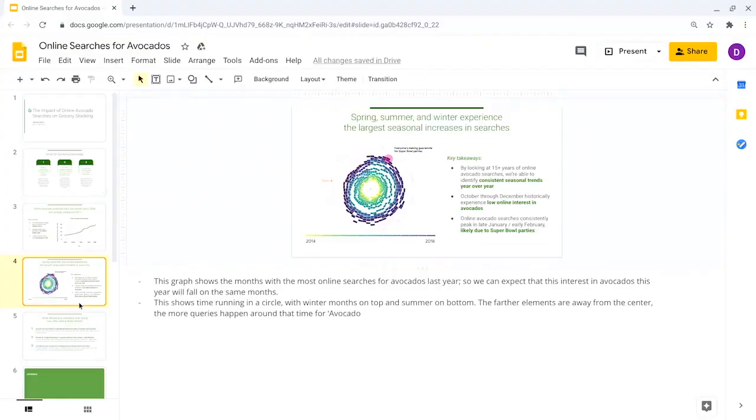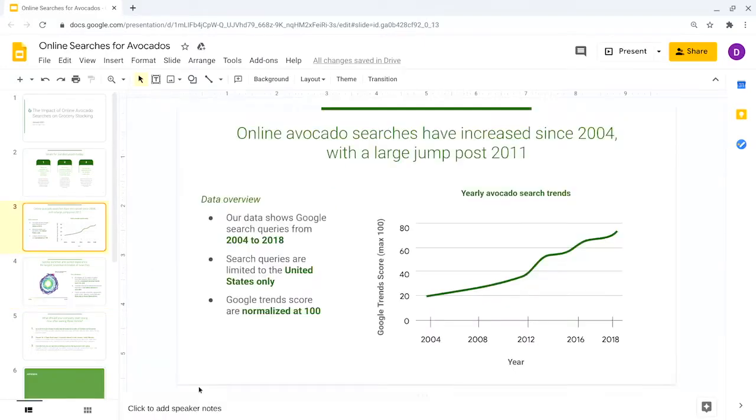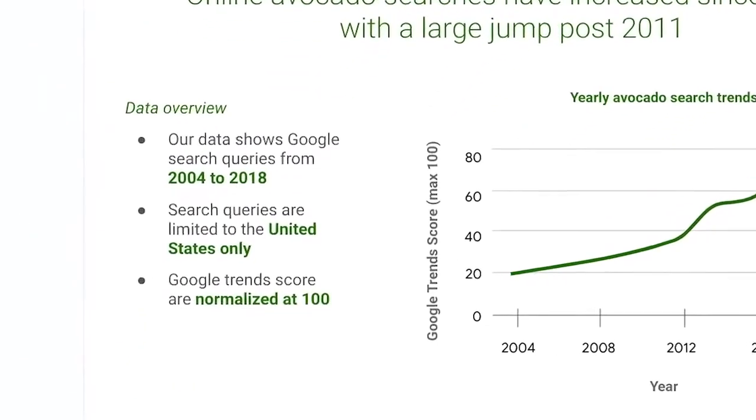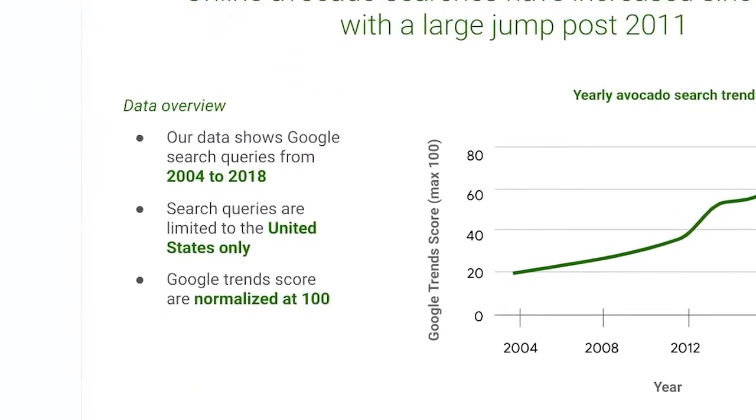Here's another potential data viz that we want to use. We can frame it for our audience by including some of our metrics. There's an explanation of what time period this data covers. Our data shows Google search queries from 2004 to 2018. Where we gathered this data from, search queries are limited to the United States only. And a quick explanation of how the trends are being measured. Google Trend scores are normalized at 100.